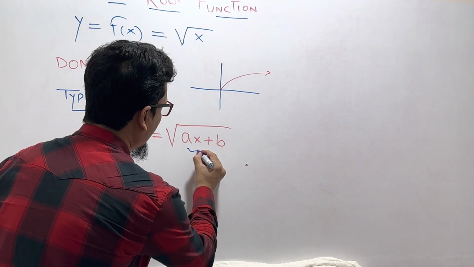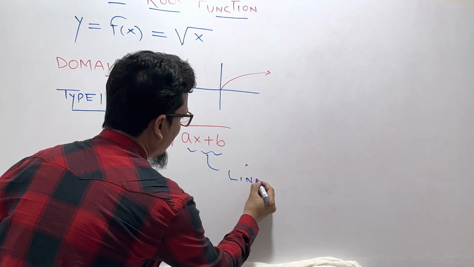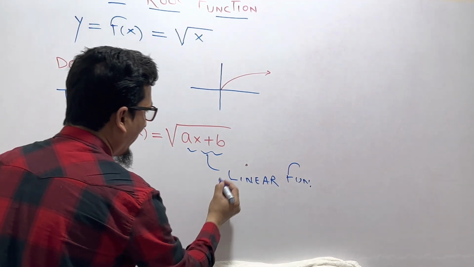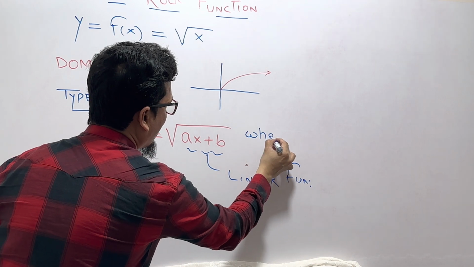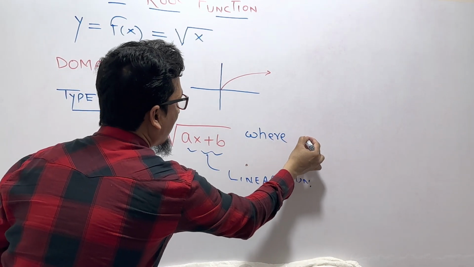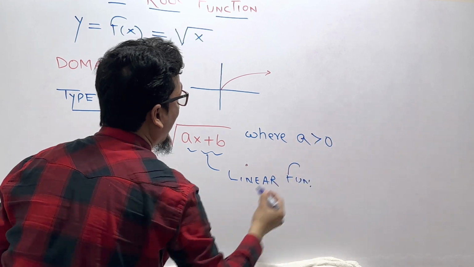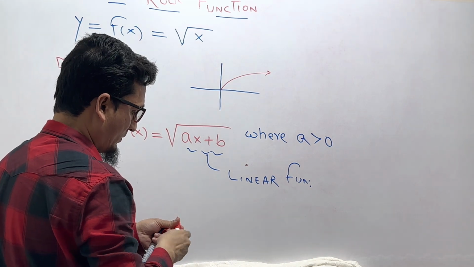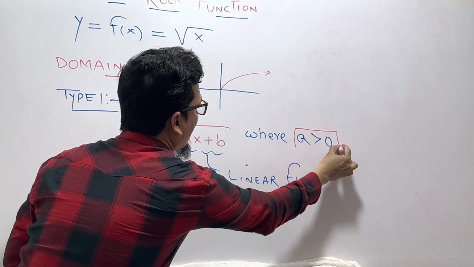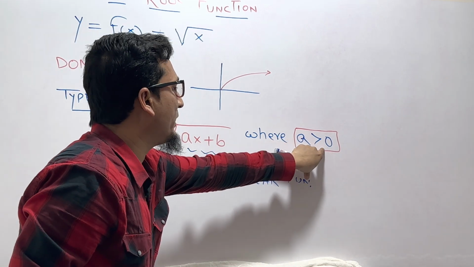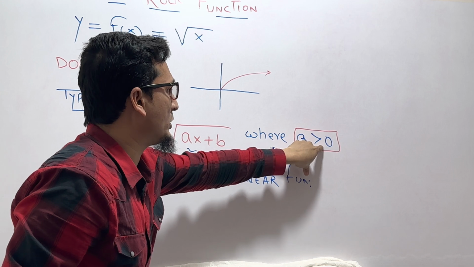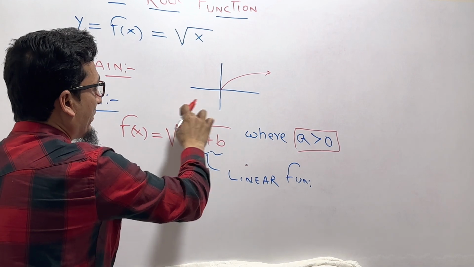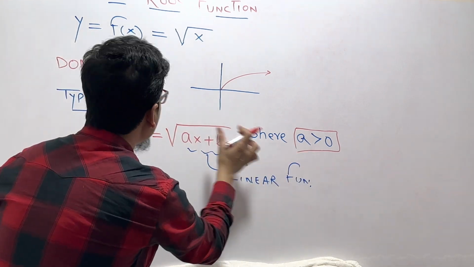This is the linear function, where a is greater than 0. This is very important. This is called type 1. Type 1 means the value of a is greater than 0, or you can say the slope is greater than 0, right? And b is the y-intercept, and all these things are under the square root, right? So this is called type 1.